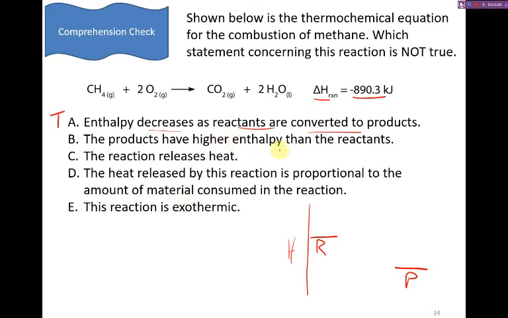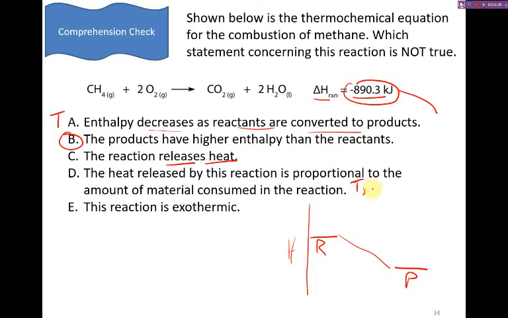The products have higher enthalpy than the reactants. This must be false, as we just showed. The products are actually lower in enthalpy. The reaction releases heat. This is true. When you look at the enthalpy of reaction being negative, we know that that's going to release heat. The heat released by this reaction is proportional to the amount of material consumed. This is going to be true.